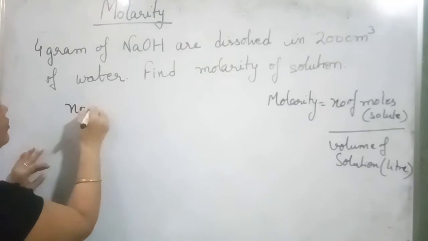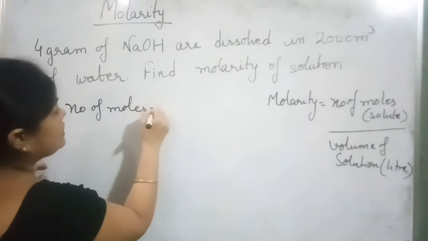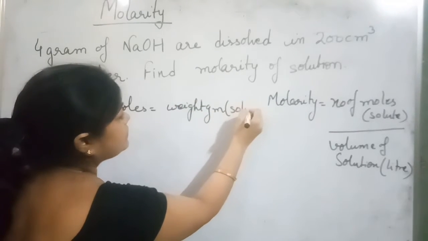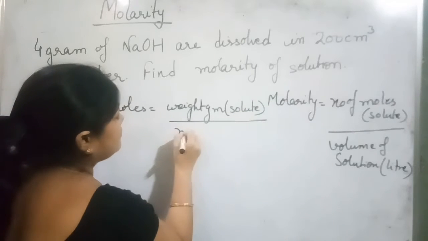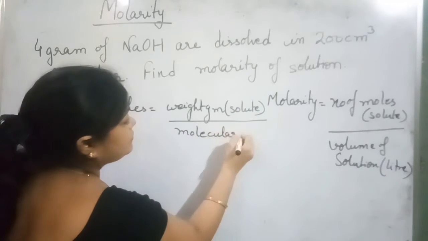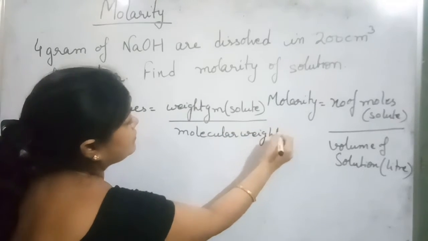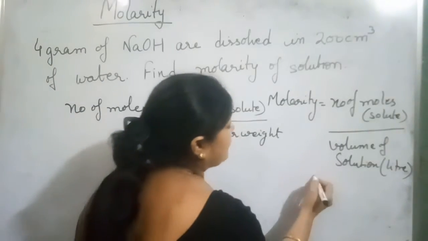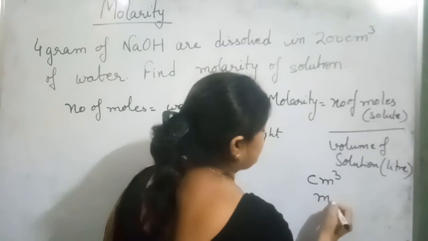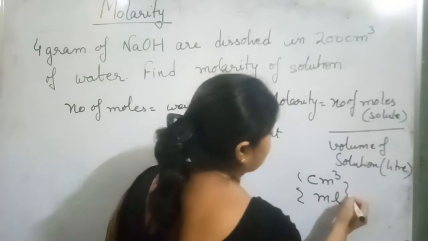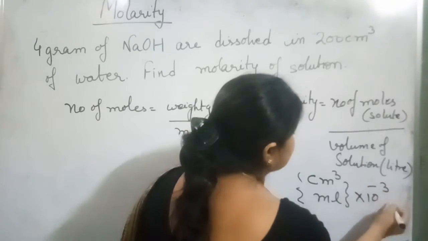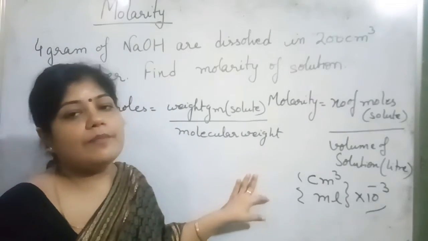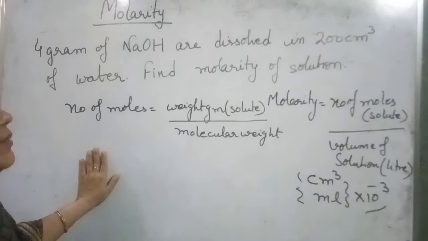Now we know the formula for number of moles is equal to weight in gram of the solute over molecular weight of the solute. Clear? Now whenever the volume of the solution is given, it is either given in centimeter cube or in milliliter. We just multiply with the factor 10 to the power minus 3 in order to convert it into liters. These are the basic key factors you must remember before solving and understanding the concept of molarity.